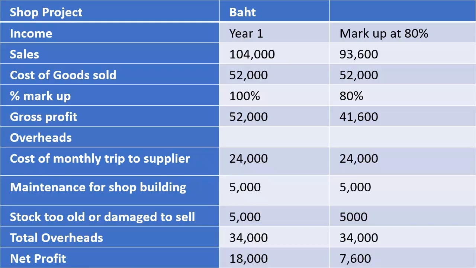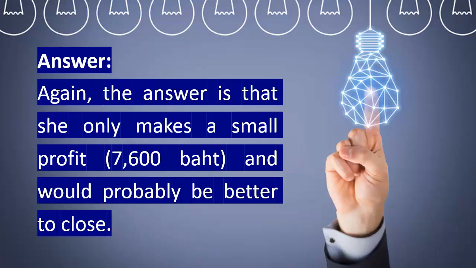Overheads are the same. So the net profit at the bottom has gone down from 18,000 to 7,600. So the answer again is that she only makes a small profit, 7,600 baht, and she'd probably be better to close and do something else.